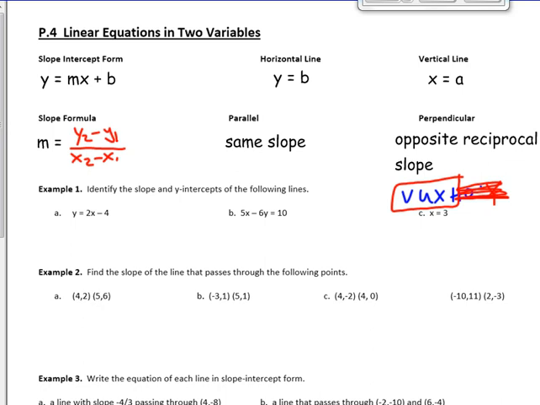Okay, so I've got a vertical line. So this line is vertical, has an undefined slope, and it has an x equals equation. Well, a vertical line goes straight up and down, so if I'm looking for a y-intercept, there is no y-intercept. It does not cross the y-axis, especially when x is equal to 3. So an undefined slope and no y-intercept, it doesn't cross it.